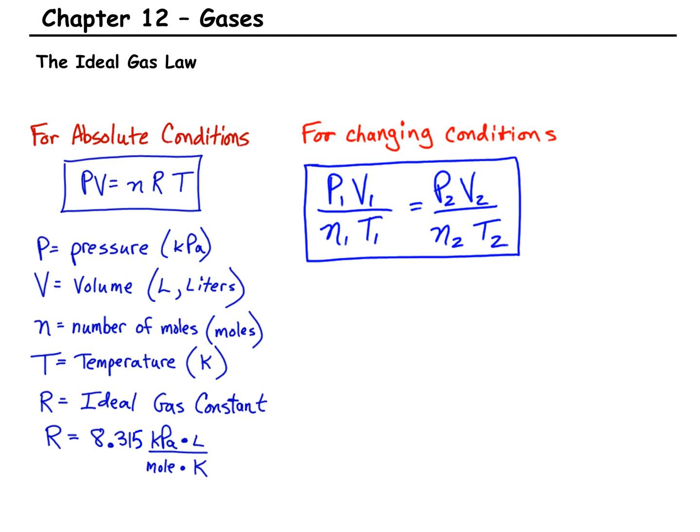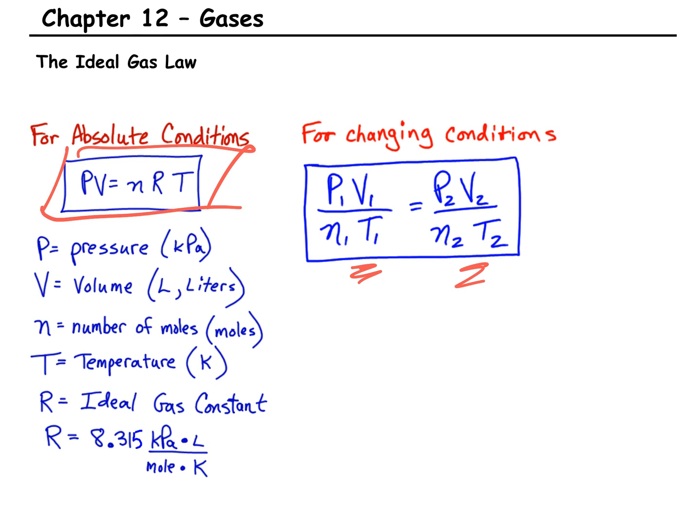All right, we have then what's called the ideal gas law. For changing conditions, we have P1V1 over N1T1 equals P2V2 over N2T2. Now, that's for changing conditions when we have 2 pressures, 2 volumes, 2 temperatures and number of moles. Now, for absolute conditions, that is, if we wanted to relate pressure, volume, temperature, and number of moles together, we have the ideal gas law that looks like this: P times V equals N times R times T.